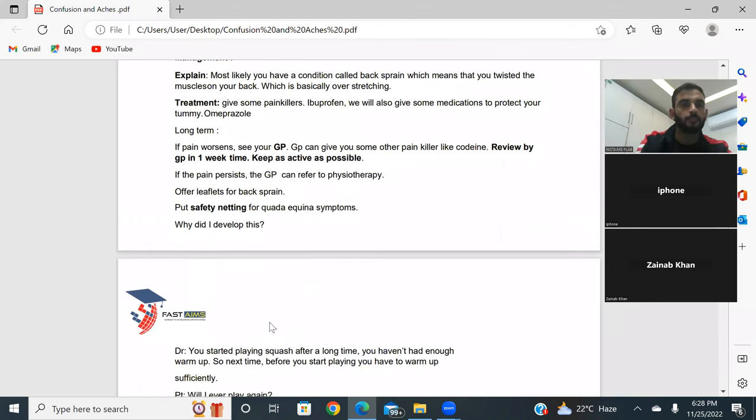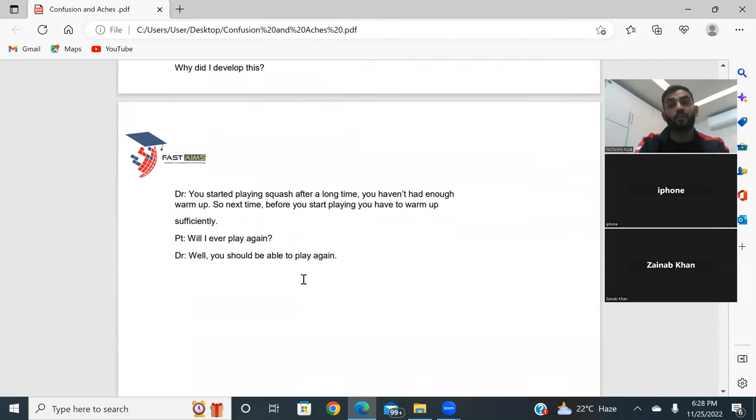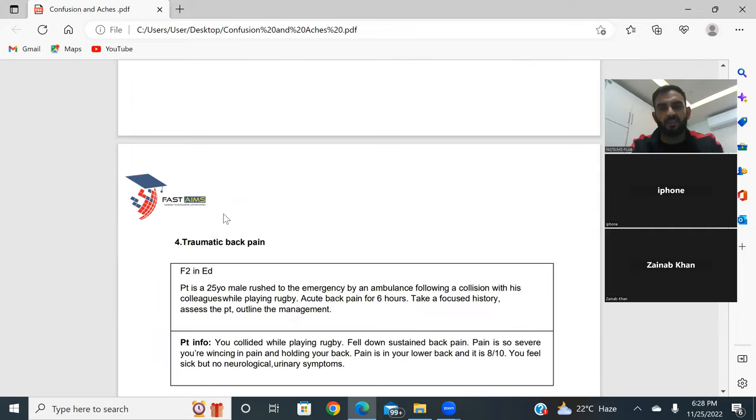Okay. And what is safety netting? Cauda equina. Cauda equina is your safety netting. We have already talked about why this has developed, because after a long time, he was playing without doing general stretching. Will I ever be able to play? Yes, you will be able to play again. No problem with that. This is a very simple question.